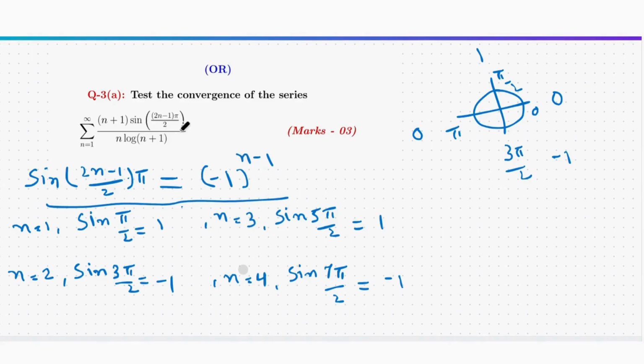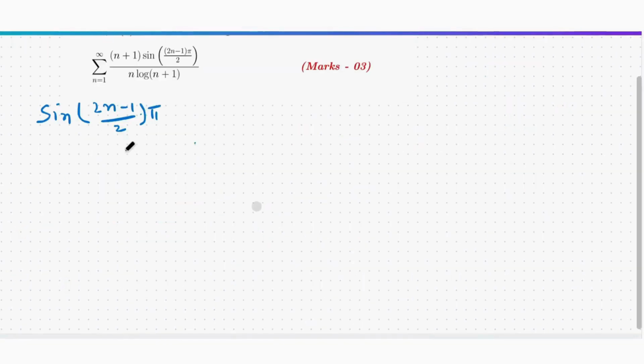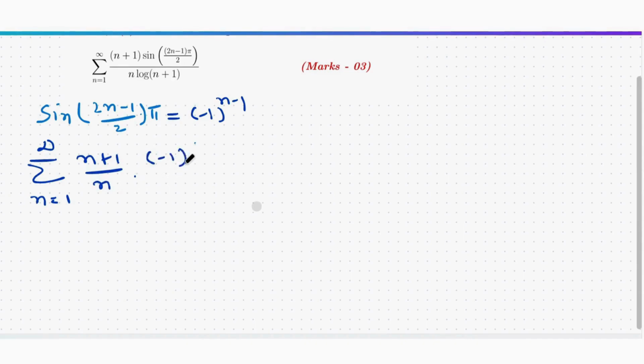So first we find the general value of this trigonometric function, and now put this value in the series. This is our first step. Now replace this value by minus 1 raised to n minus 1 in the given series. So now the series is summation n is 1 to infinity (n plus 1) upon n into minus 1 raised to n minus 1 upon log(n plus 1). So this one is the series.